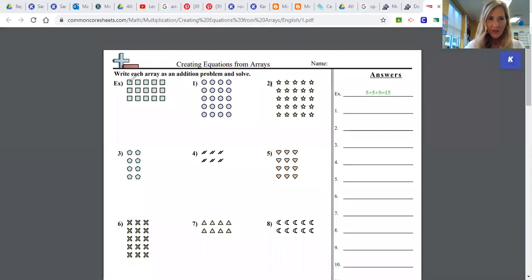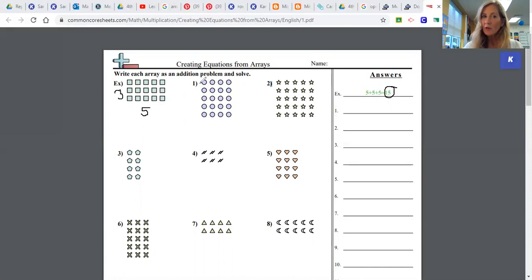So I bet if I asked you how much was in this example, you could count that there were 3 rows, right? And how many are in each row? 1, 2, 3, 4, 5. I could write this at the bottom or the top. And you would understand that to mean 3 rows of 5, and you would get the answer 15. It's kind of like adding 5 plus 5 plus 5, but why do that when you know 3 times 5 is 15? So let's go ahead and do number 1.